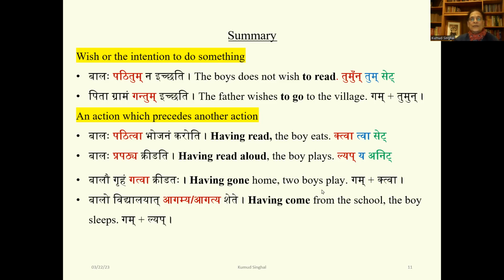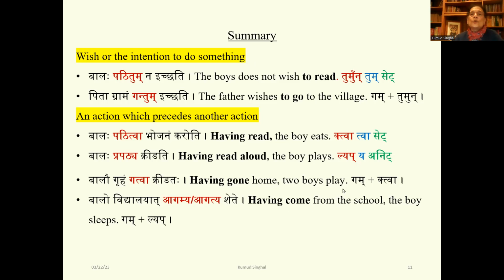Some more examples, since the root gam is very commonly used, so I've given it here. The tumun form is gantum, the katva form is gatva, and the liya form has two forms, agamya and agatya. That's why I have given it, because the gam root is quite often used. So balo vidyalayat agamya shete. Having come from the school, the boy sleeps. So gam plus liya. So these three krit pratyayas form avyayas, and they are tumun, katva, and liya.